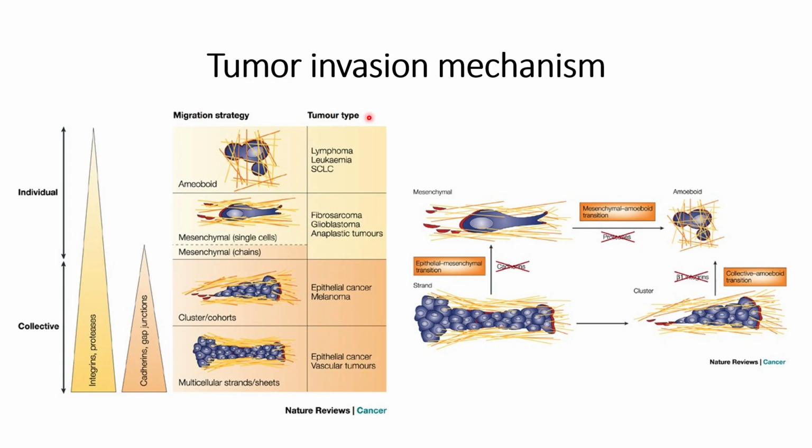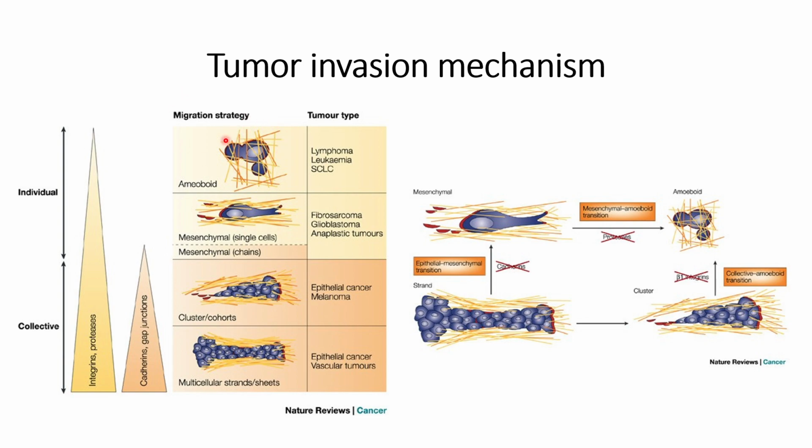In this video we will discuss the tumor invasion mechanism in brief. Tumor invasion means the ability of the tumor cells to penetrate the surrounding tissue. Different kinds of tumors work in different ways, and this has sometimes also been related to migration strategies.